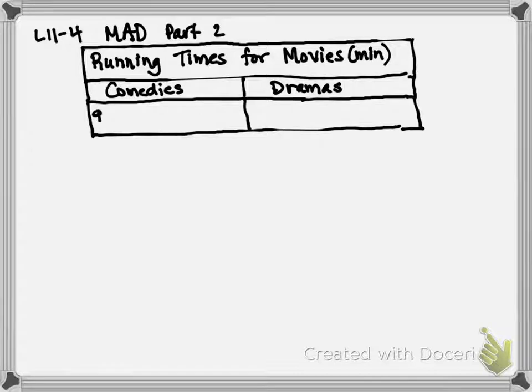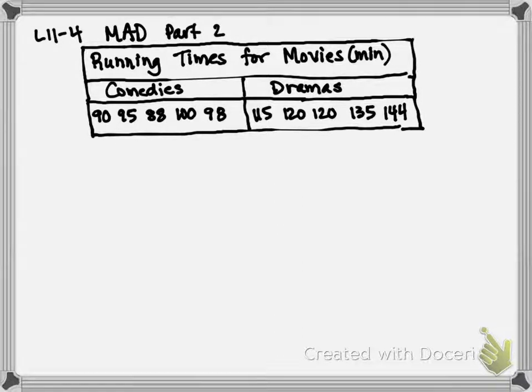For comedies: 90 minutes, 95, 88, 100, 98. For the dramas: 115, 120, 120, 135, and 144. You can just eyeball it and already see the dramas tend to be longer. Comedies just really aren't about a plot, they're just about having fun. Dramas are all about the plot, so it takes a little longer to establish a story. So we're going to start by finding the MAD of each.